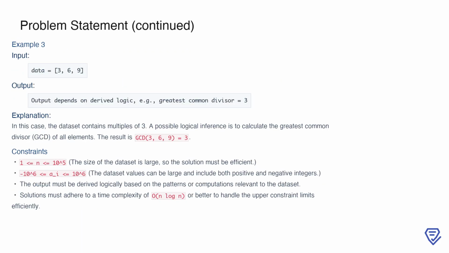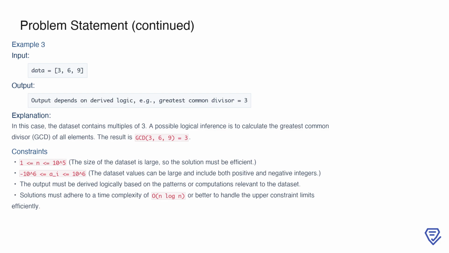Now, let's examine another example. If the dataset is 3, 6, and 9, one possible approach is to calculate the greatest common divisor, or GCD, of the elements. Since all numbers are multiples of 3, the GCD is 3. Alongside these examples, we are given constraints to guide our solution design.